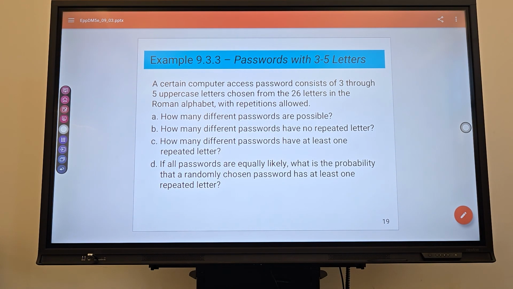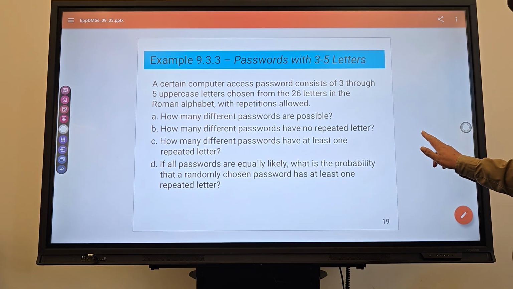Now, passwords. A certain computer access password consists of 3 through 5 uppercase letters chosen from the 26 letters in the Roman alphabet with repetitions allowed. How many different passwords are there? How many different passwords have no repeated letter? How many different passwords have at least one repeated letter? If all passwords are equally likely, what is the probability that a randomly chosen password has at least one repeated letter?